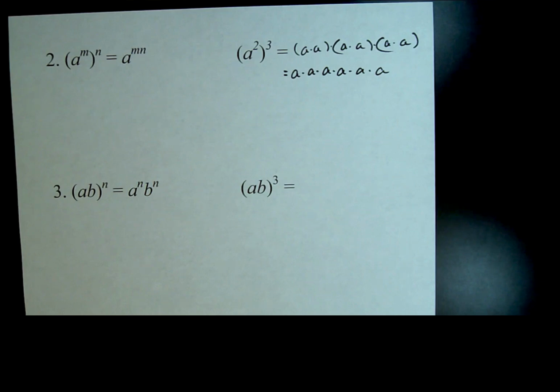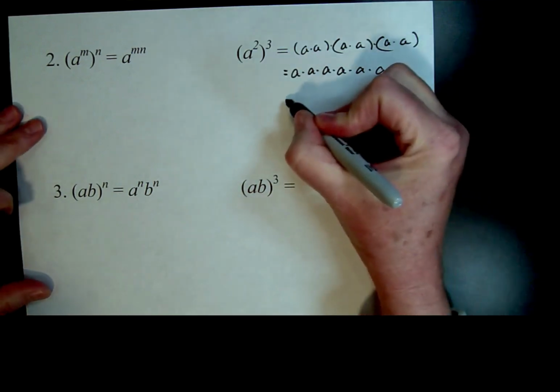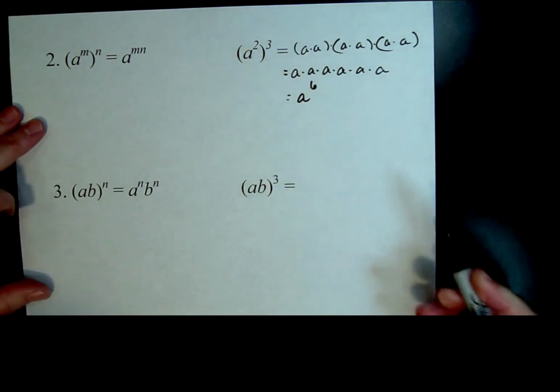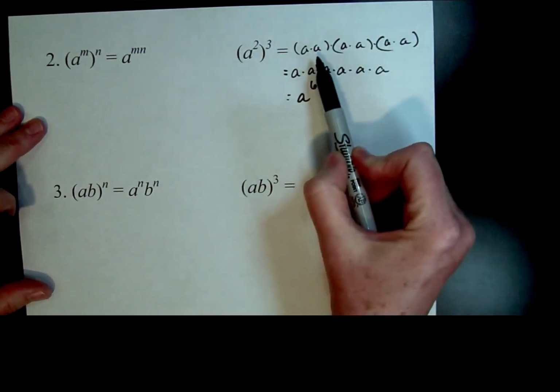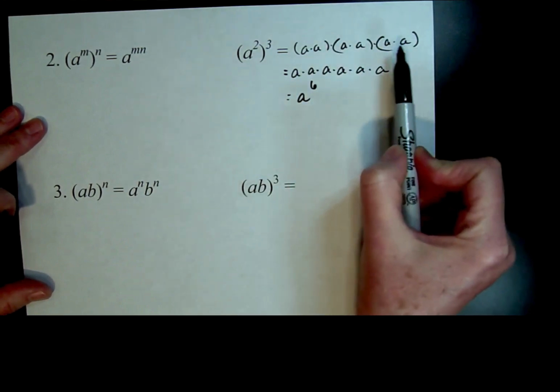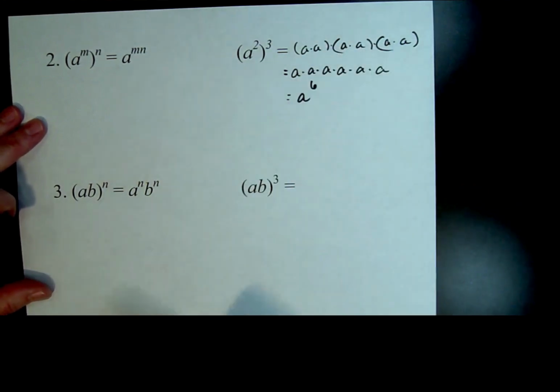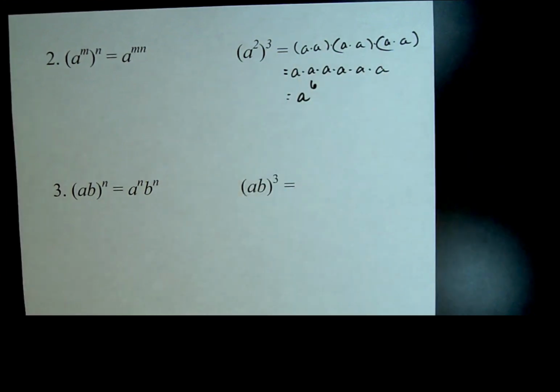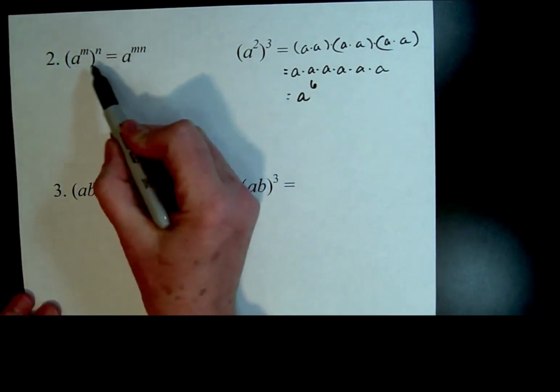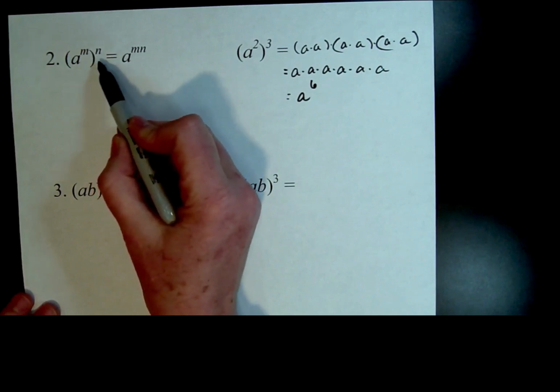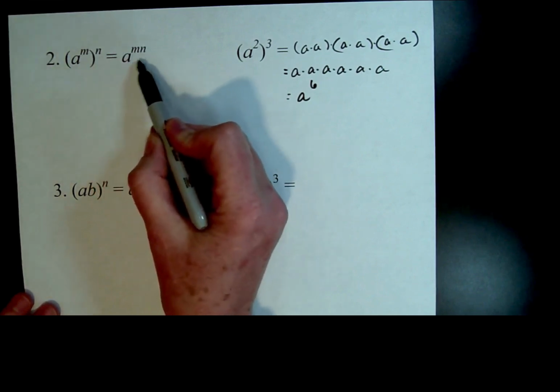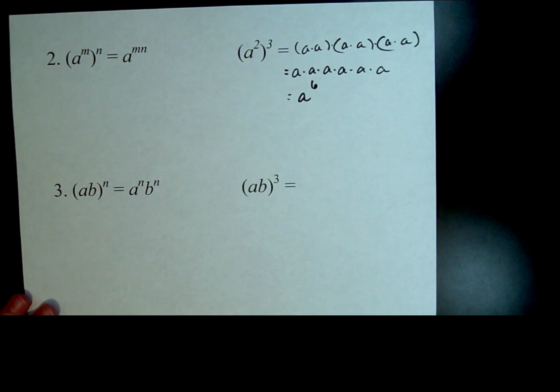So how many factors of a did I wind up with? I wound up with 6. Why? Because I had 3 times 2 factors. So I wrote 2 factors down 3 times. 2 times 3 is 6. Similarly, if I write m factors down n times, the total number of factors I have is m times n.